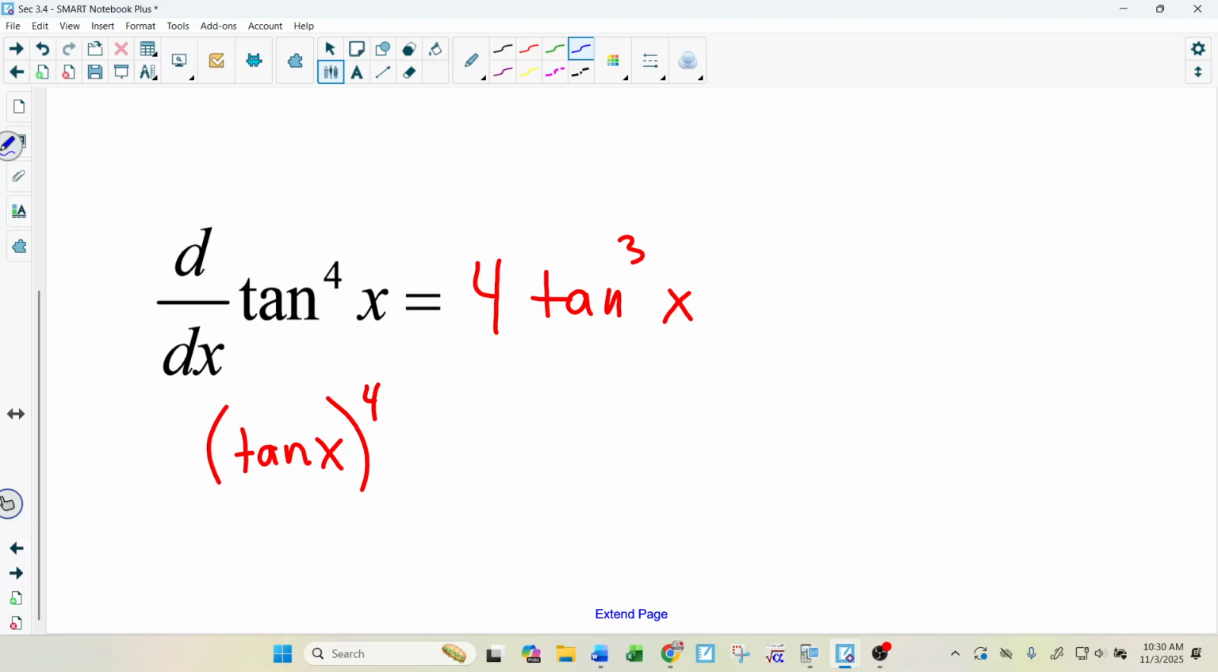Do we remember the derivative of the inside? What's the derivative of tangent? Do you remember that one? We've already done sine is cosine. Cosine's negative sine. Derivative of tangent is secant squared. So the derivative of our tangent is secant squared.